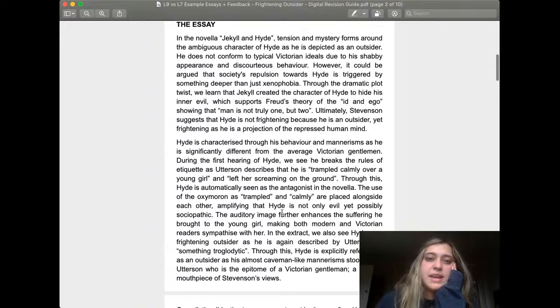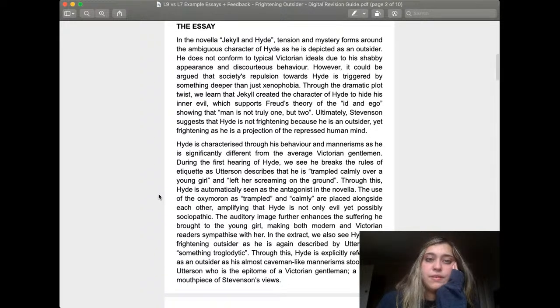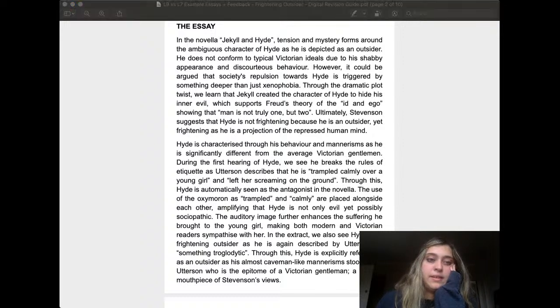So the question is, how far is Hyde presented as a frightening outsider? And this is an example of A grade writing. So I'll just let you read this for a second and pause myself. I'll give you maybe 2-3 minutes to read, and then we'll have a look at the A star, full mark answer example as a comparison. So yeah, I'll let you read for a second.